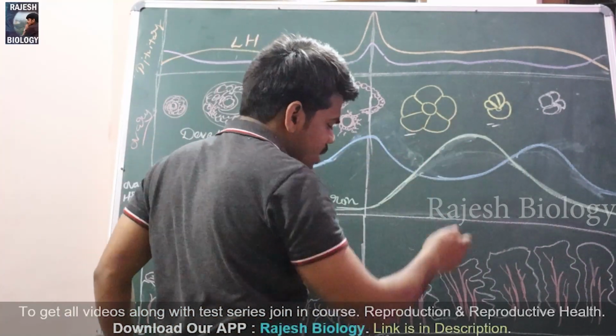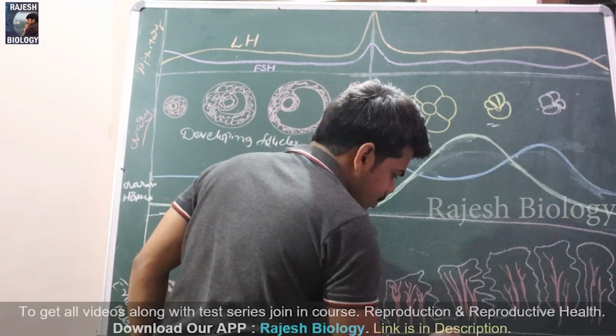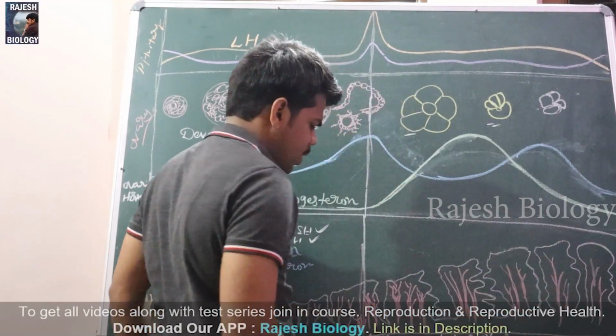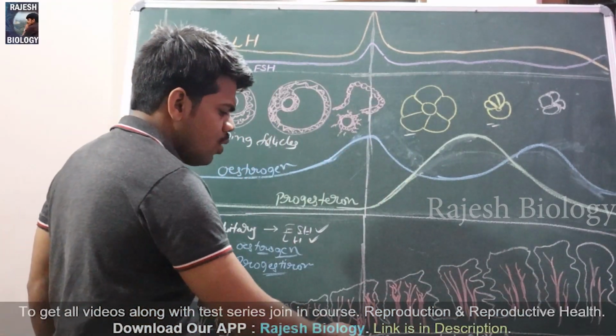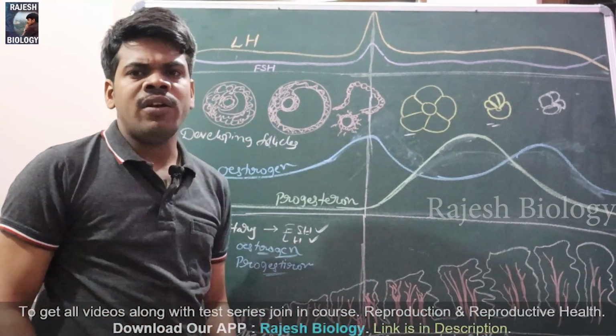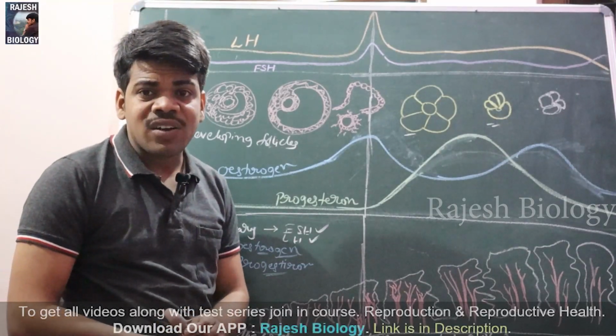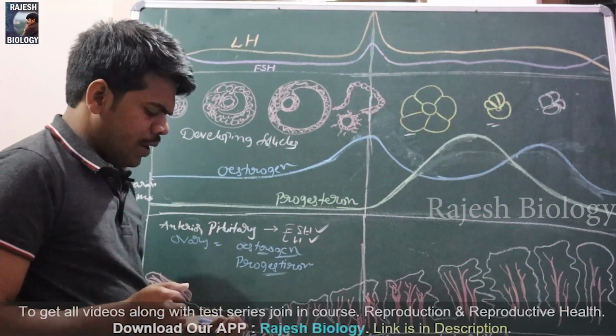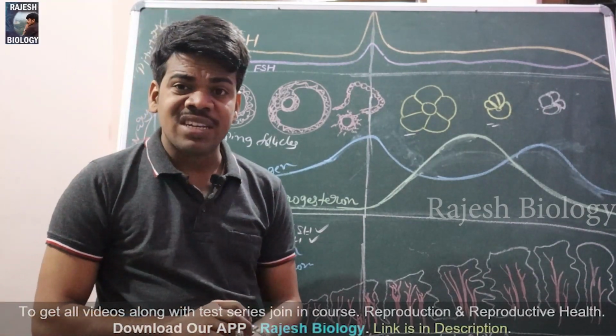So this phase is called luteal phase. Follicular phase, ovulatory phase, and luteal phase. These are the 3 phases of the ovary. And come to the endometrium. In the endometrium also 3 stages are there.